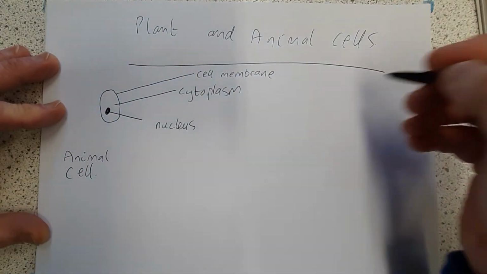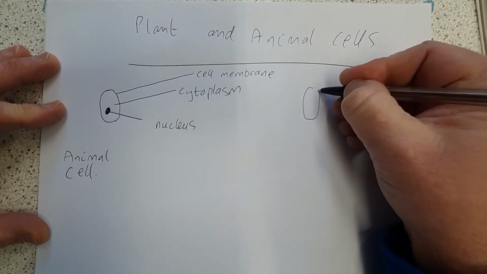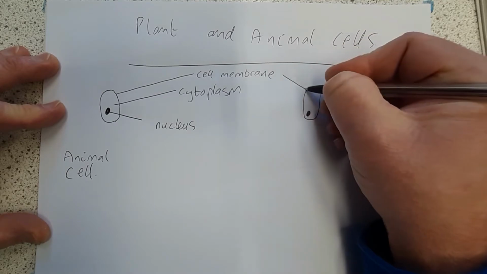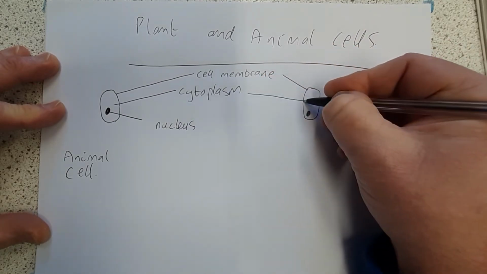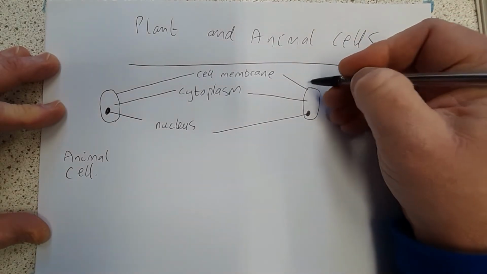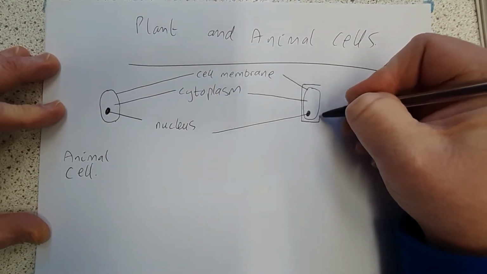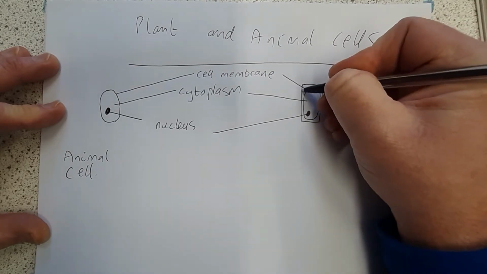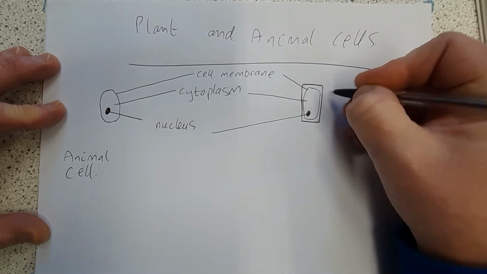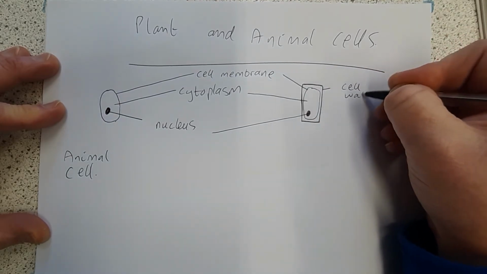Okay, a plant cell builds on that. It has exactly the same components. Okay, so those three: the membrane, the cytoplasm, and the nucleus. But it has three extra things. It has a hard box around the outside, a very hard box made of cellulose. Okay, we call that the cell wall.